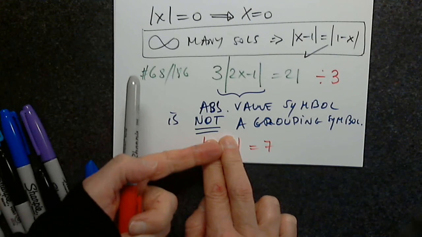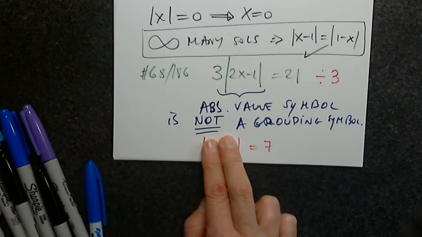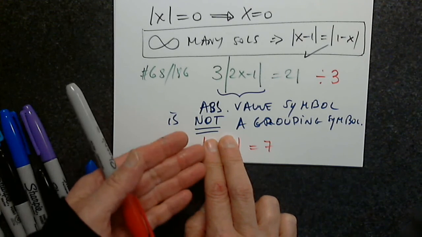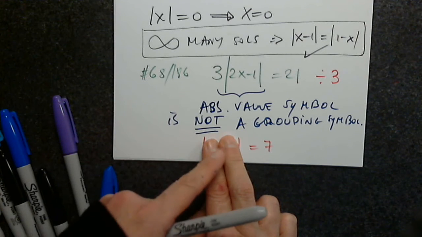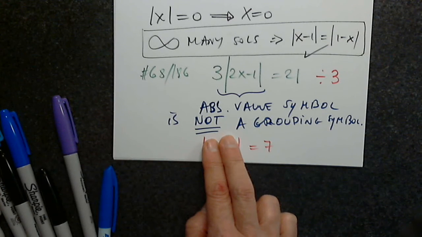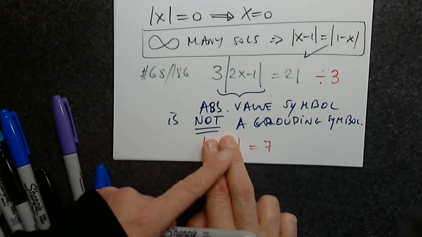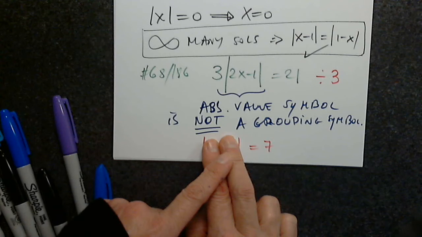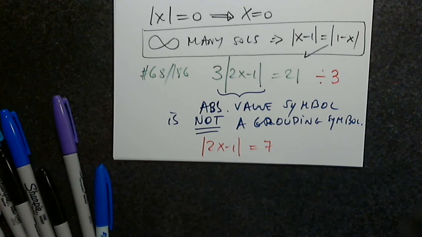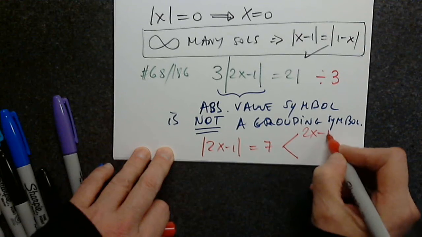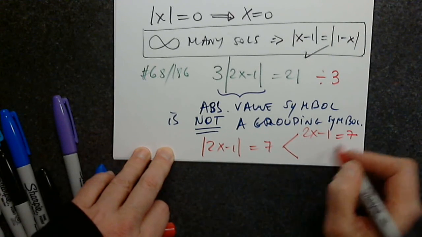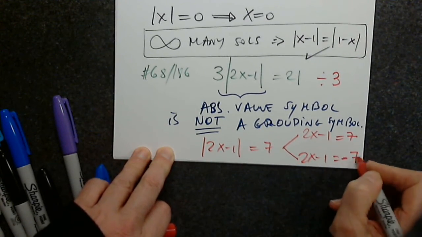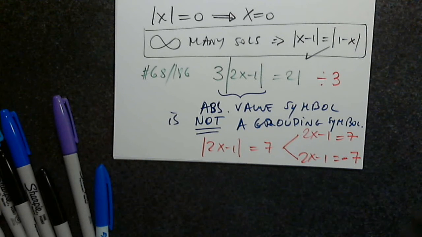Let's say 10. No, the absolute value of 10 is not 7. Let's say negative 3. No, the absolute value of negative 3 is not 7. But what can it be? It can only be 7 or negative 7, exactly. So there are only 2 possibilities, that 2x minus 1, the inside, equals 7, or 2x minus 1 equals negative 7. Yes, you're going to say, I haven't finished, I haven't solved it yet, but I will.